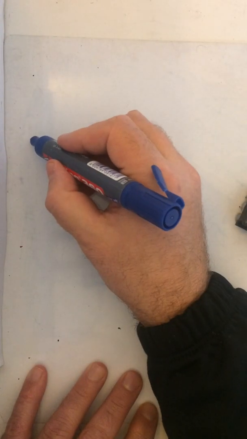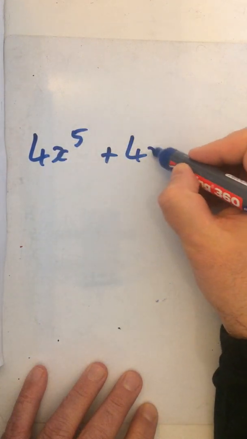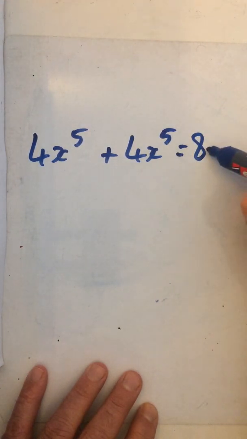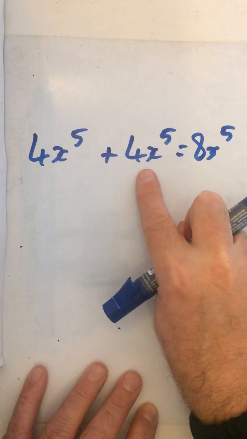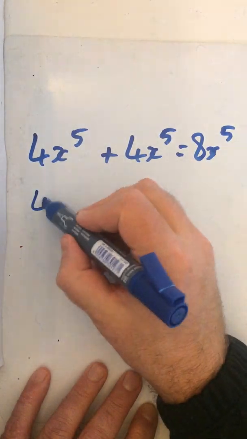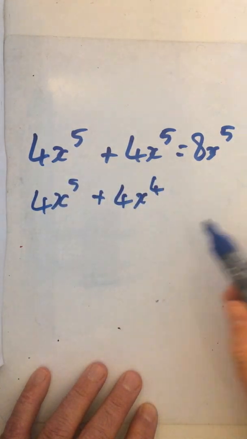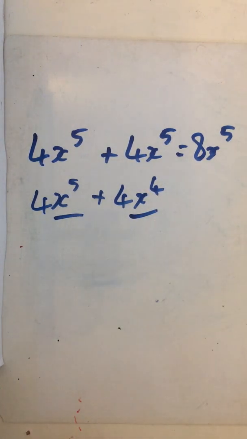So for example, 4x to the power of 5 plus 4x to the power of 5, you can add up. That will give you 8x to the power of 5, because 4x to the power of 5 and another 4x to the power of 5 is 8x to the power of 5. But if we had 4x to the power of 5 plus 4x to the power of 4, we cannot add that up, because these are unlike terms. They're not like terms.